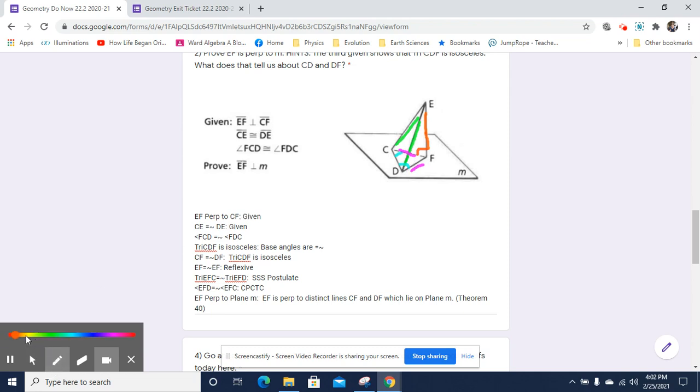And then finally, I'll use blue here. We can now say that this angle and this angle are congruent, and they're both right angles because they're congruent to a right angle, and therefore EF is perpendicular to plane M because it is perpendicular to two distinct lines that lie on the plane M, and therefore it is perpendicular to M.